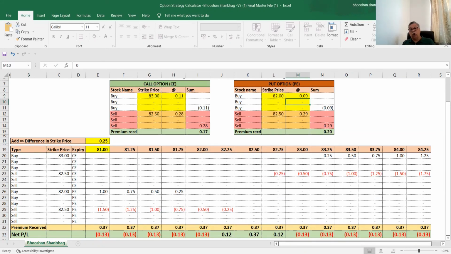All right. As you can see, the lowest row. So my risk is 13. My reward is 37. The risk reward ratio is almost very close to 1:3. Correct? So I can take this trade. So sell the 82.50 call, sell the 82.50 put, and buy the 83 call and 82 put. I can take this trade easily. Right? That is how we decide the risk reward ratio, and take a trade accordingly.